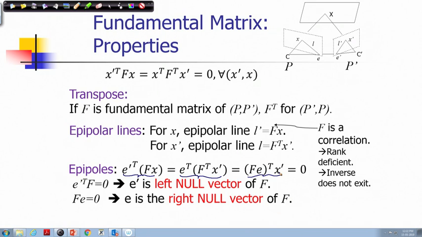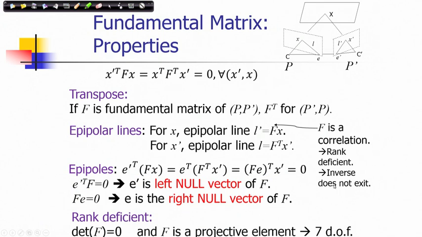The other thing we have discussed, with a very brief mention, is that F e equals 0, which means e is the right null vector of F. Similarly, E prime transpose F is also equal to 0, and E prime is the left null vector of F in the same way. So, these are some important properties of the fundamental matrix. And another property is that the determinant of F is 0, because it is rank deficient. Particularly, it is interesting to note how many independent parameters there are.